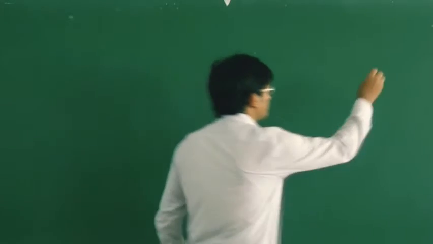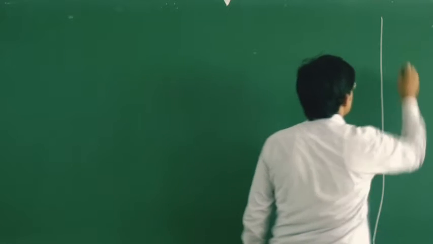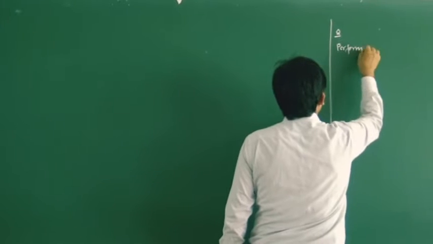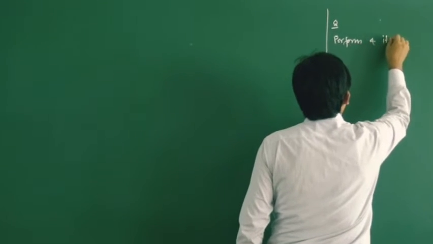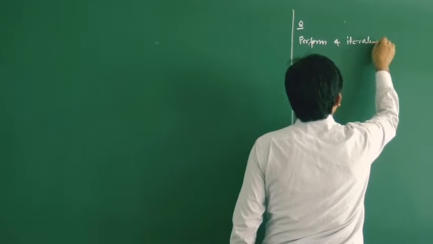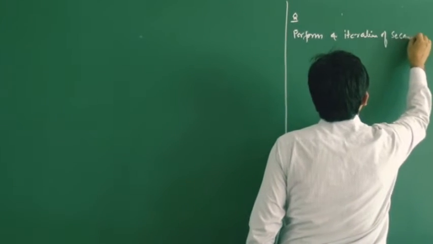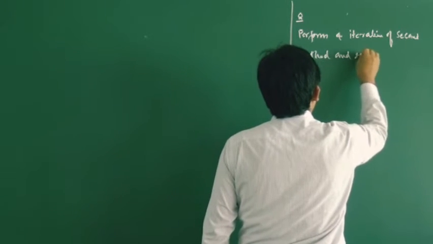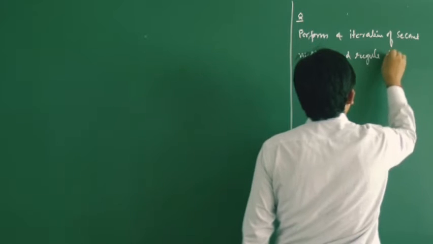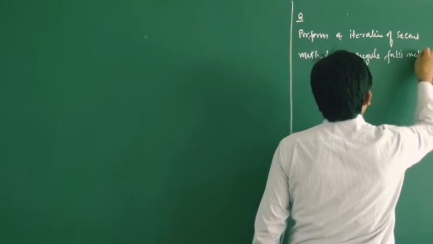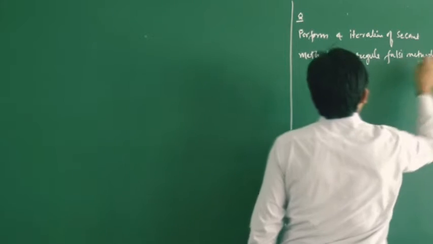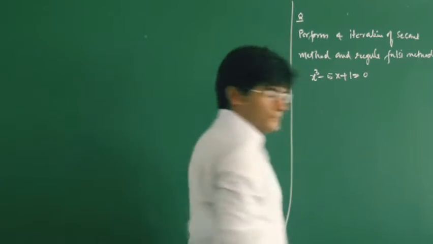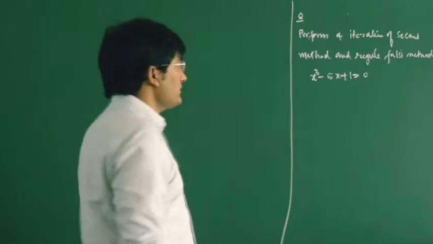So perform 4 iterations of secant method and Regula Falsi method for this equation x cube minus 5x plus 1 equal to 0 to get the root of this equation.